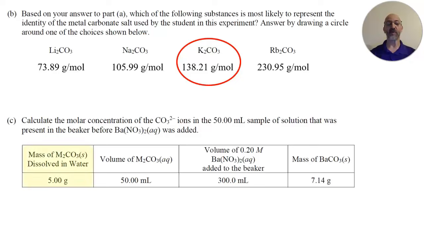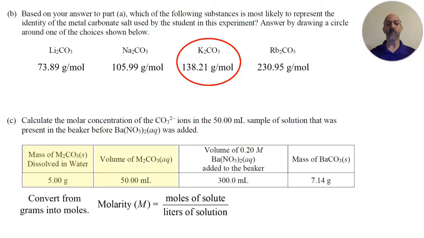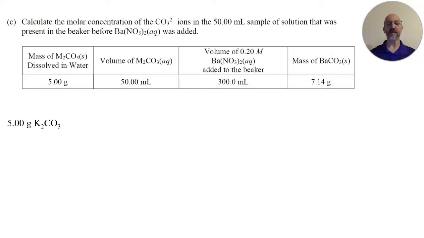So let's convert from grams to moles because we know it's potassium carbonate. And then once we have moles, then we can do moles divided by liters. So concentration or molarity, that would be moles of solute per liter of solution. So we'll start with 5 grams of the metal carbonate salt.